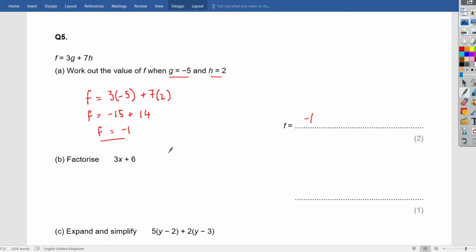Okay, straightforward. Factorize, we've done this before, very simple one. The highest factor in this is 3, so just take the 3 out. 3 times what will give me 3x will be just x in the bracket, and 3 times what will give me 6 is 2, so let's double check it. 3 times x is 3x, got that term, and 3 times 2 is 6, got that.